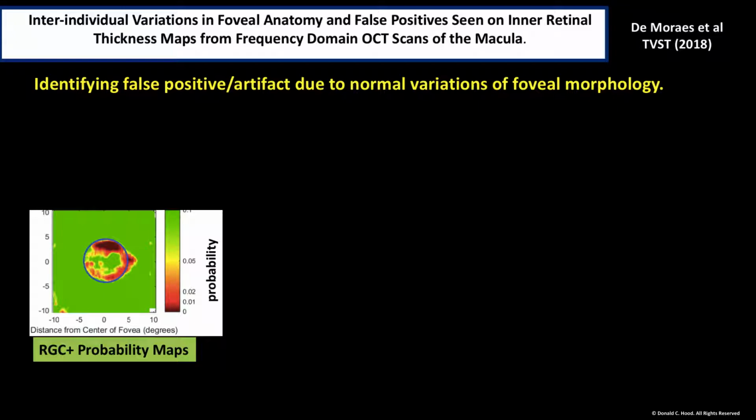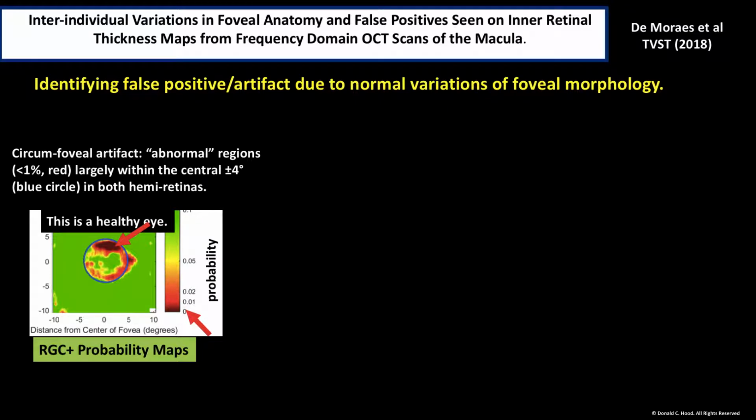We took a group of healthy individuals that we knew did not have optic neuropathy because they had all the usual tests. So this is a healthy eye, and you can see on the probability map that there's a circular region that looks abnormal. Remember, dark red is 0.1%. So we defined a circumfoveal artifact as an abnormal region that is at least 1%, which would be red, largely within the central 4 degrees. So this blue circle has a radius of 4 degrees.